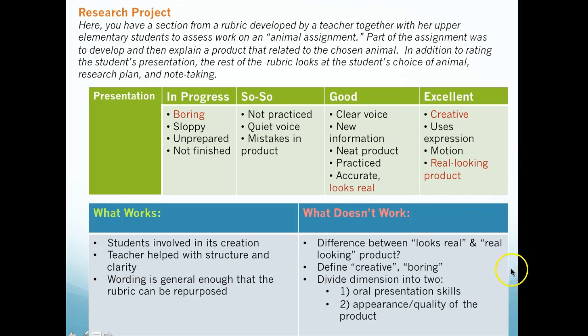What doesn't work? What is the difference between looks real and real looking product? And how is that different between good and excellent? Define creative and define boring. And frankly, I wouldn't even use the word boring. I understand what they mean, but what does boring actually look like? And that's what it says. What does boring look like? It means it doesn't have any pictures, or the voice presentation is flat. And it would probably be helpful to divide the dimension into two. Have one for oral presentation skills and one for the appearance and quality of the product, because you can see how they're mixed in this rubric.